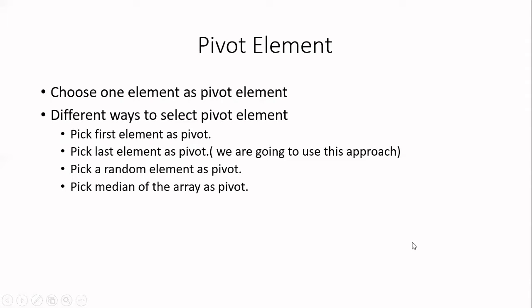Now, the algorithm consists of certain basic steps. We will see them, then we will find one tracing. After that, we will go to the detailed program. Every time you have to select the last element as a pivot element. Then you have to perform three steps recursively.